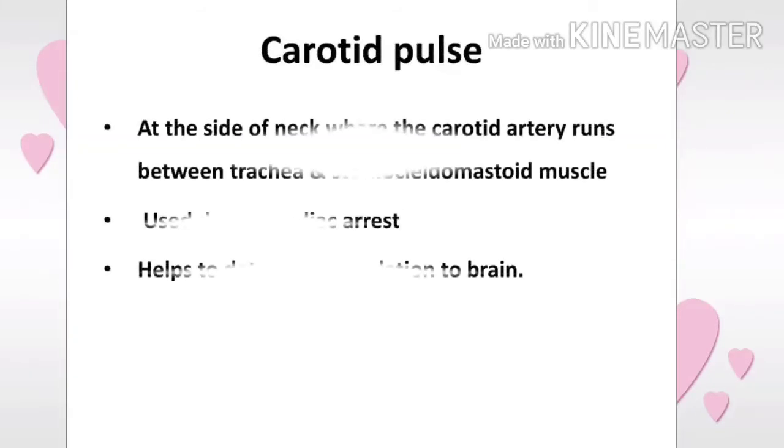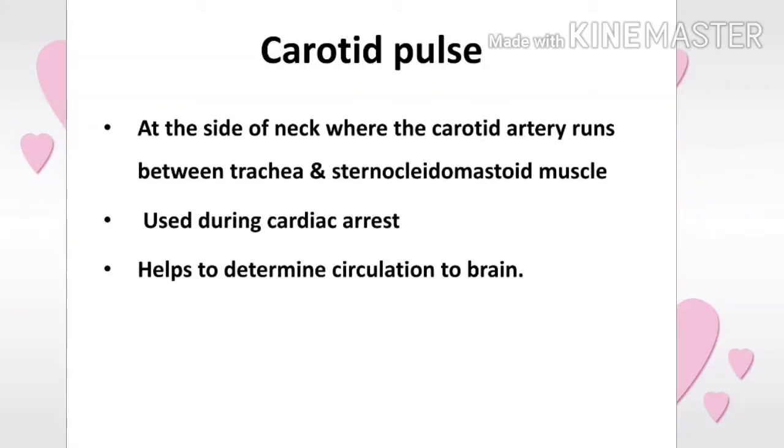Next is carotid pulse. It is located at the side of the neck where the carotid artery runs between the trachea and sternocleidomastoid muscle. It is used during cardiac arrest when other sites are not palpable, and it helps to determine the circulation to brain.